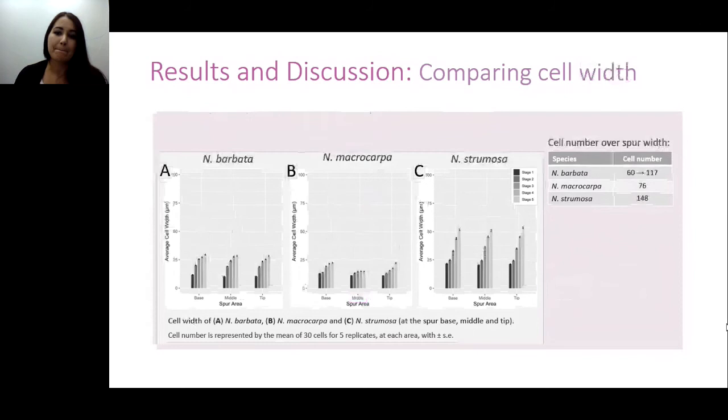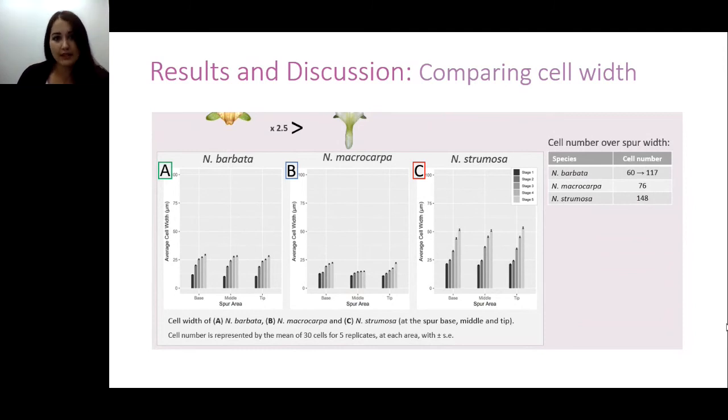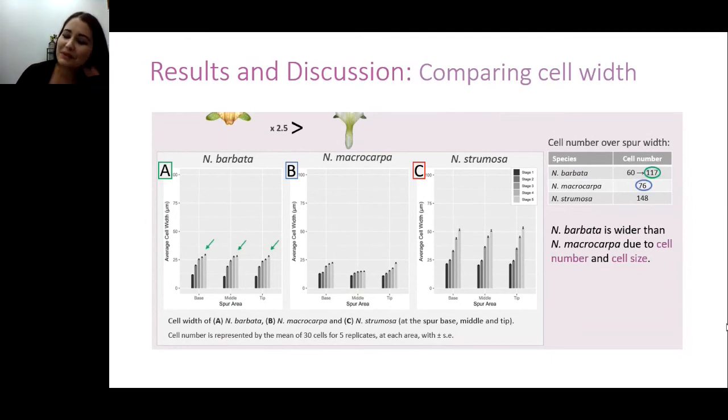Then lastly, when we look at the cell width of the three species at the base, middle, and tip, Nemesia barbata, macrocarpa, and thrombosa, we can see that the spur of barbata is 2.5 times wider than the spur of macrocarpa, and that difference is due to the higher cell number. As you can see in the table, with barbata having more cells at the spur width than macrocarpa. And also, the cells of barbata at the base, middle, and tip were wider than for macrocarpa. So both cell number and size contributed to the spur of barbata being wider than the spur of macrocarpa.